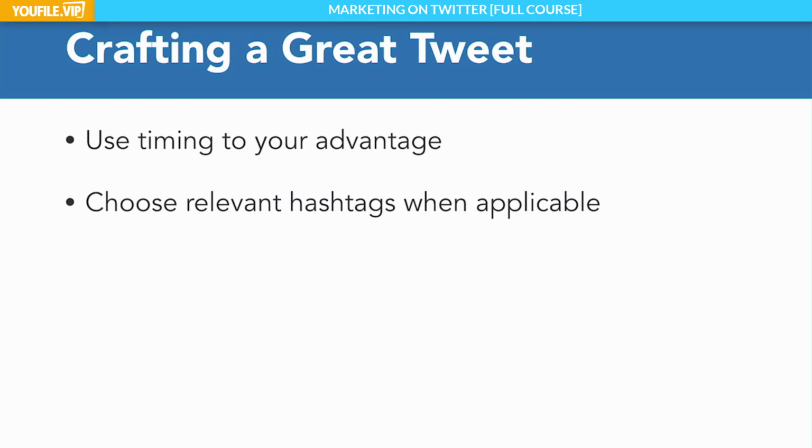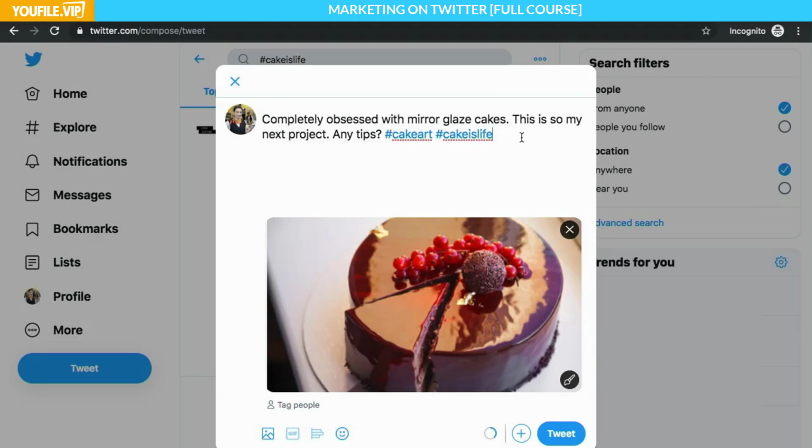When you're ready to publish your first tweet, you'll head over to your profile and let's take a look at how this appears. Here we are on the Topsy-Turvy Cake Design profile. And you can see that I've already selected to create a tweet and I have my content added. You'll notice that I have the body of the tweet itself, so completely obsessed with mirror glazed cakes. This is so my next project, any tips? With a hashtag cake art and hashtag cake is life. You'll also notice that I added an image. So this is way powerful when we're talking about a mirror glazed cake, which is something so visual and something so beautiful. You're going to want to add an image when possible.